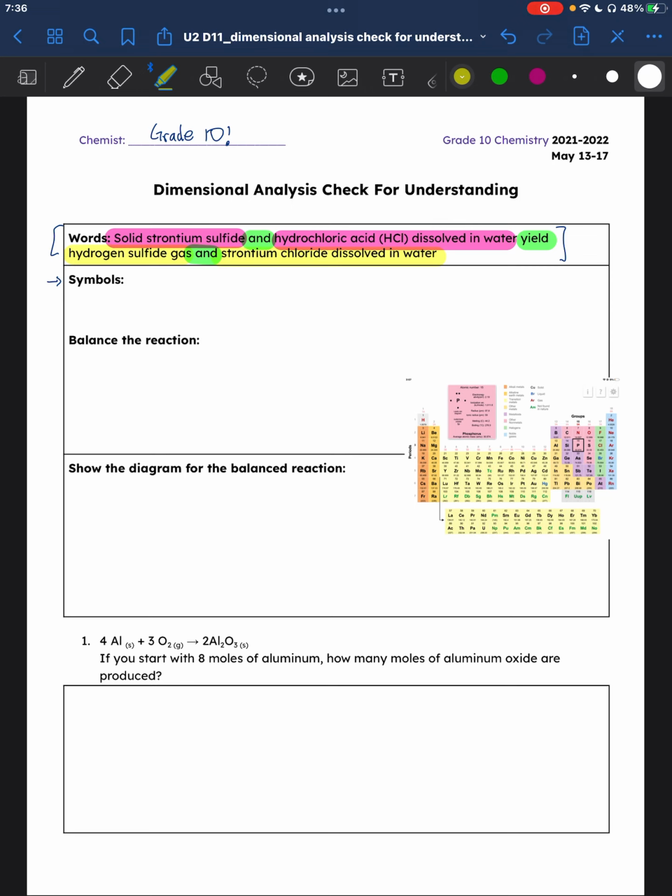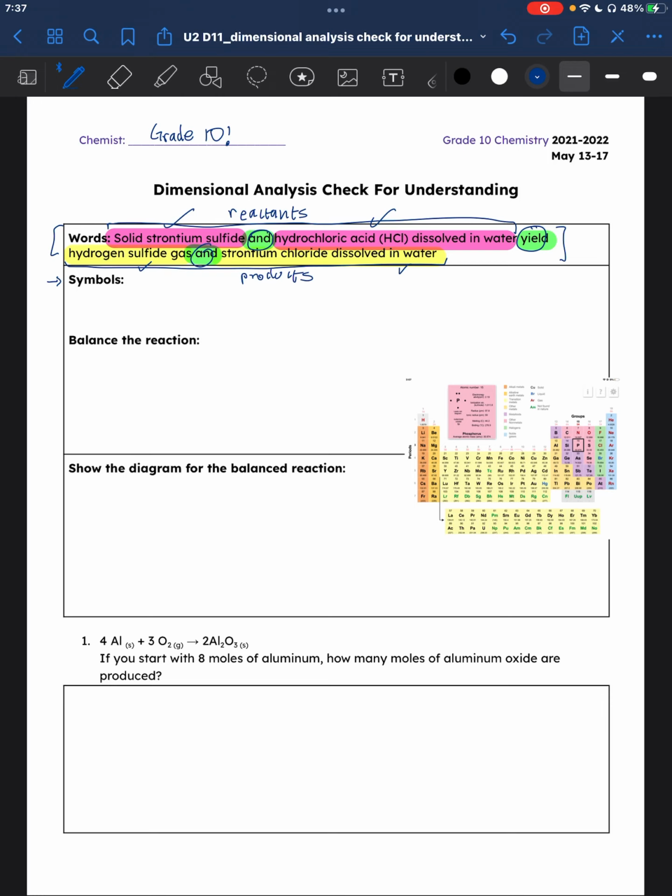All right, so my highlighting here is really intentional. I'm noticing that I have my reactants separated using the word yield and my products. I see I have two different reactant molecules. Reactants or products are separated with "and", and two product molecules also separated with "and". So let's dive in and figure out what each of these compounds are.